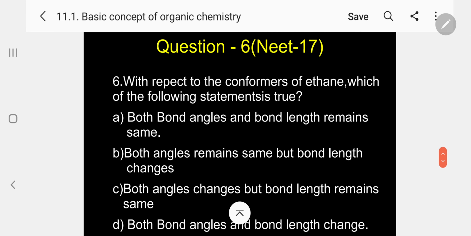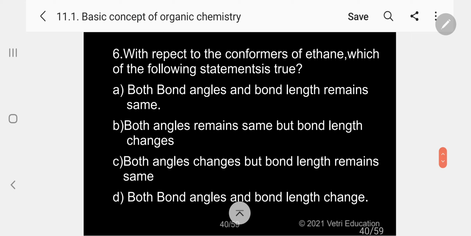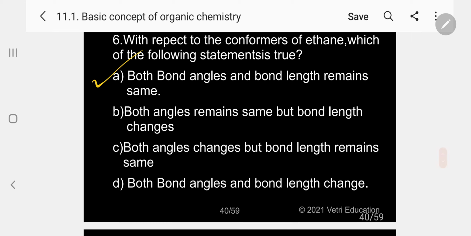Question number 6. This was asked again in NEET 2017. With respect to conformers of ethane, again this question is related to conformation. Which of the following statements is true? There are 4 statements given. A, both bond angle and bond length remain same. B, bond angle remains same but bond length changes. C, bond angle changes but bond length remains same. D, both bond angles and bond length change.